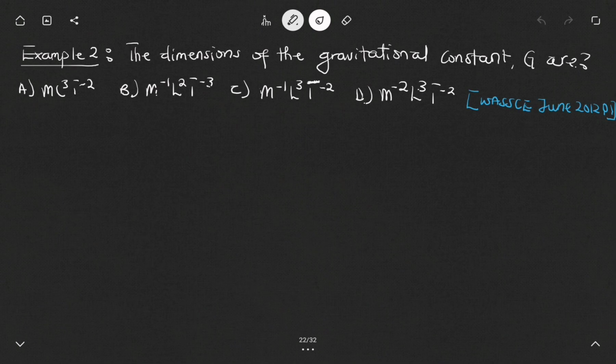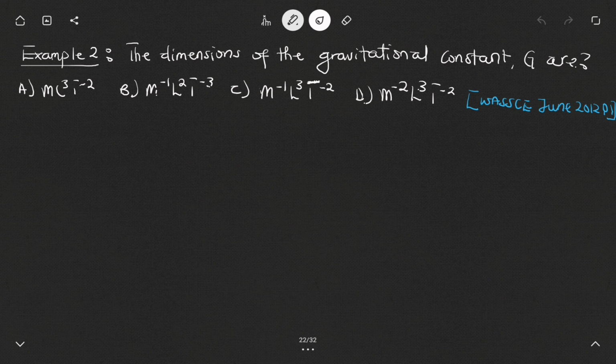Alright, let's have a look at another example. They said the dimensions of the gravitational constant G are, and then we have the options over here. This is the WASSCE June 2012 question number 1. If you don't know the gravitational constant, the force of attraction between two bodies is directly proportional to the mass of the two bodies and inversely proportional to the radius between the two centers of these two bodies. So let's look at the solution to this problem.